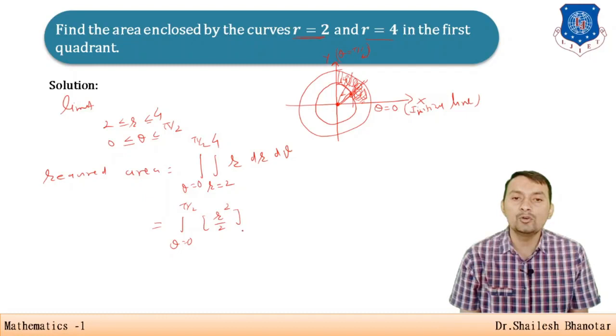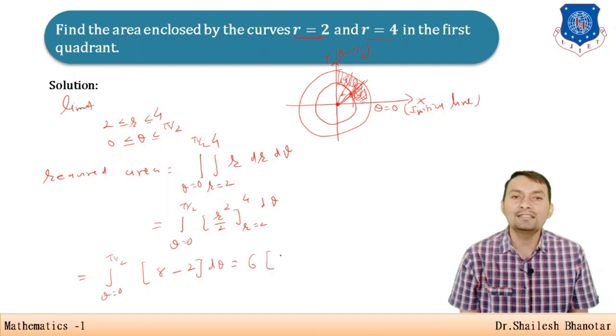R square by 2, with r from 2 to 4, and then d theta. When you first put the upper limit and then the lower limit, what are you going to get? For r equal to 4, 4 square is 16, and 16 by 2 is 8. And for r equal to 2, 4 divided by 2 is 2. So that is 6.